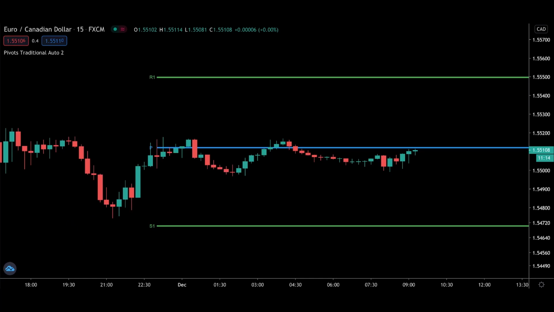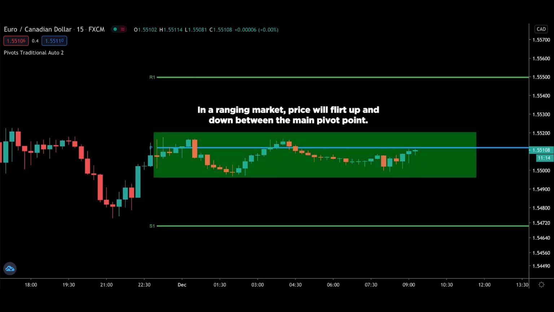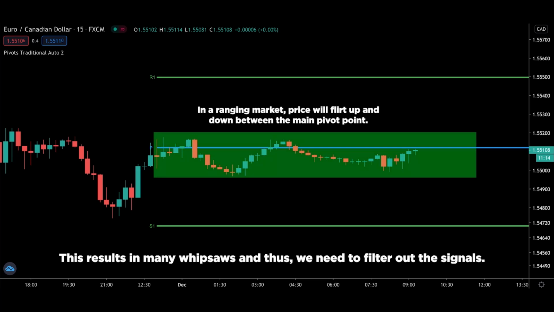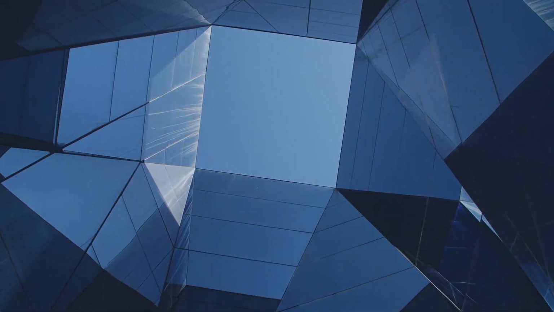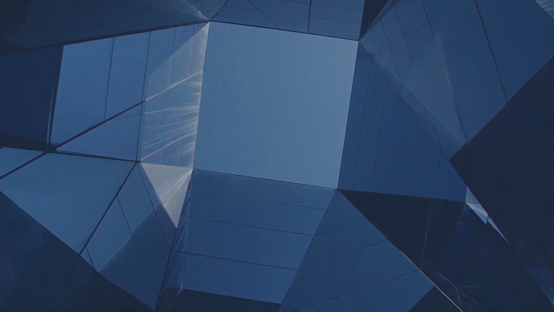But here's the drawback of just using pivot points on its own. In a ranging market, price will flirt up and down around the main pivot point. This results in many whipsaws, and thus you need to filter out the signals. So this is where the volume-based indicator that I mentioned earlier comes in.